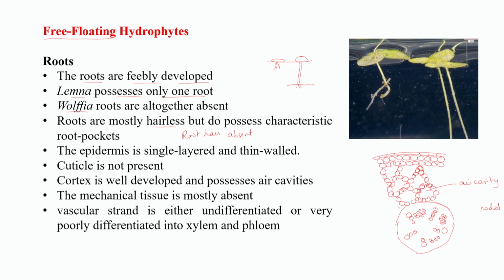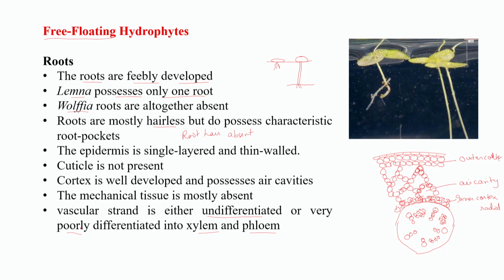One or two layers on the lower side of the cortex will also have fewer intercellular spaces. So you can call it the outer cortex, and this is the inner cortex. Most of the part will be occupied by the cortex with air cavities. Then the vascular tissue will be there. You will see a vascular strand, but differentiation between xylem and phloem will be very poor.